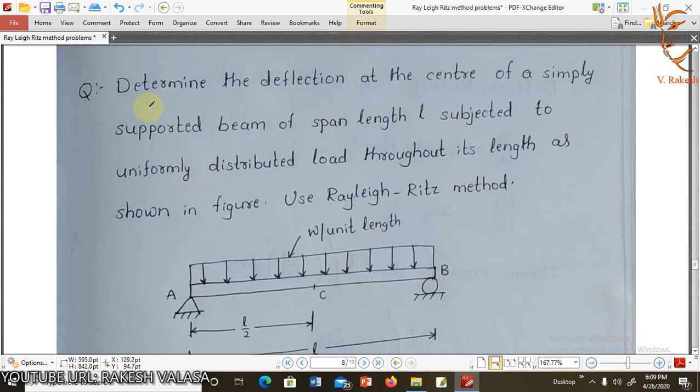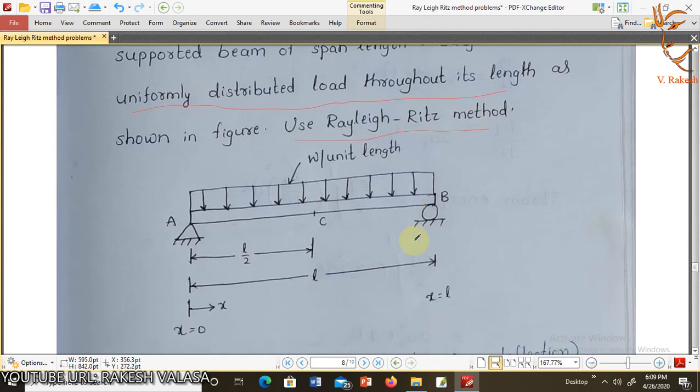The given problem is: determine the deflection at the center of a simply supported beam of span length L subjected to uniformly distributed load throughout its length, as shown in the figure. Use the Rayleigh-Ritz method. This is the given simply supported beam. Length is L. The boundary conditions are x equals 0 at A, x equals L at B.